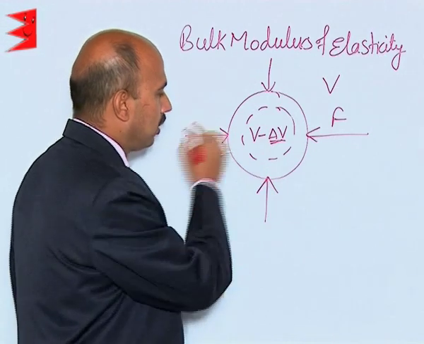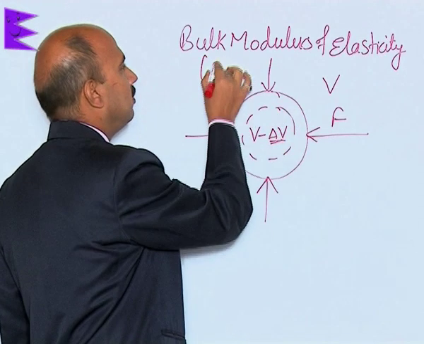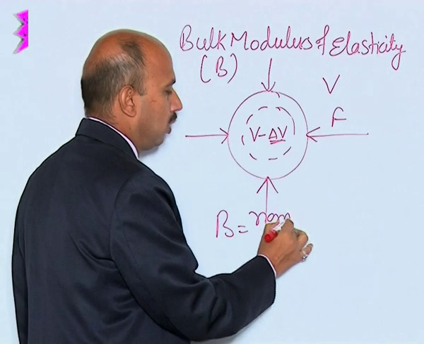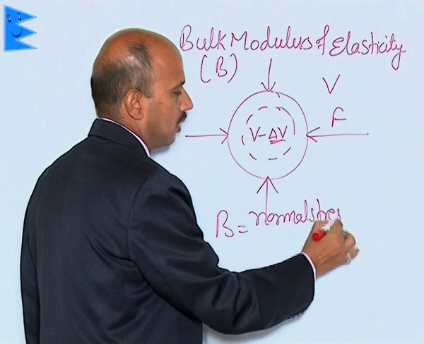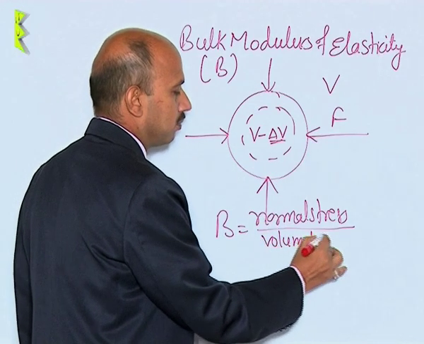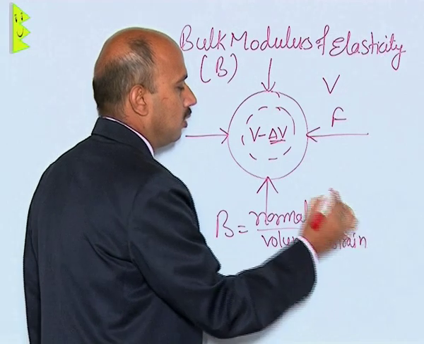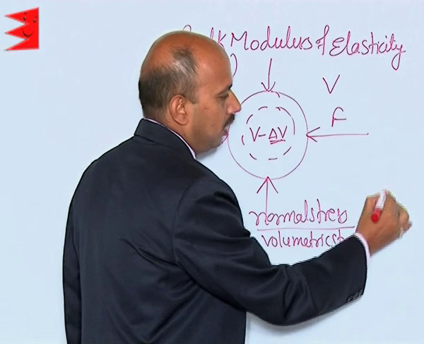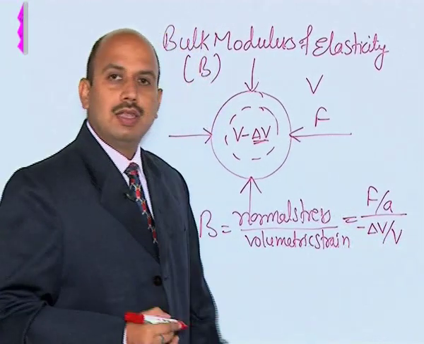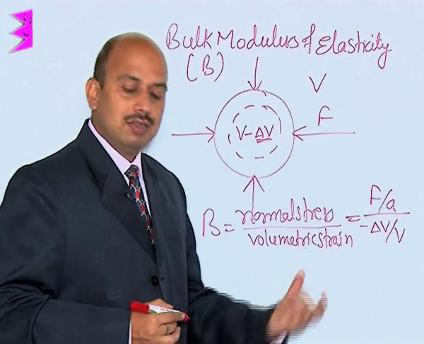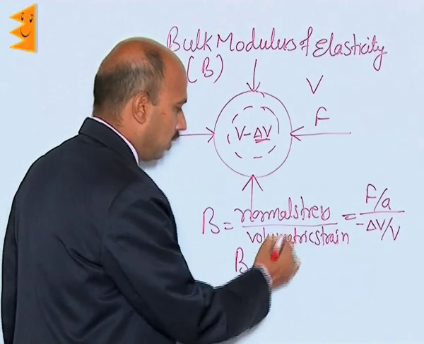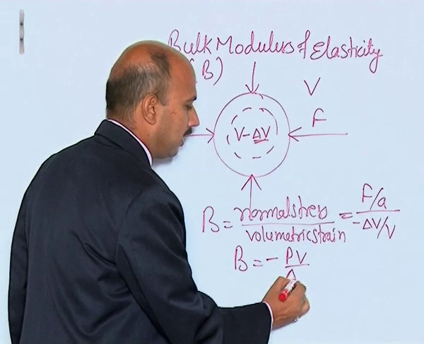Now you have to find out the bulk modulus. Bulk modulus is represented here by capital B. We can write B is equal to normal stress, that is actually compressive stress, upon volumetric strain. So this can be written as F upon A over minus delta V upon V. Negative sign I am using here because there is decrease in volume, and this can be written B is equal to minus PV upon delta V.